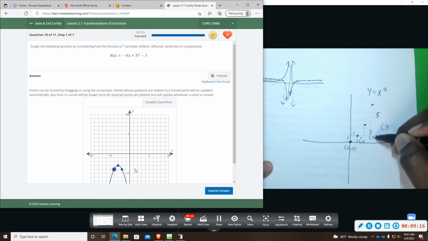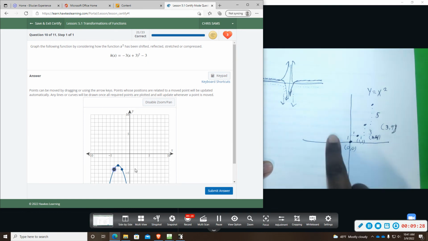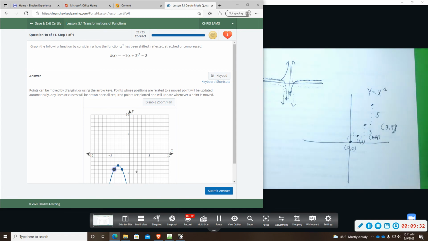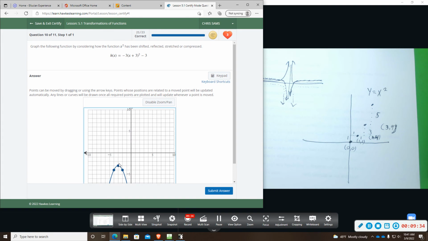Okay, so let me do one more ordered pair. So right 3, and then we're going to increase that by 5, so it'll be 3, 9. Okay, so I'm going to graph this, and I'm just going to show you that these ordered pairs match. That's the pattern with graphing quadratics. There is a reason for me doing this, because I want to try to mimic that pattern on this graph.